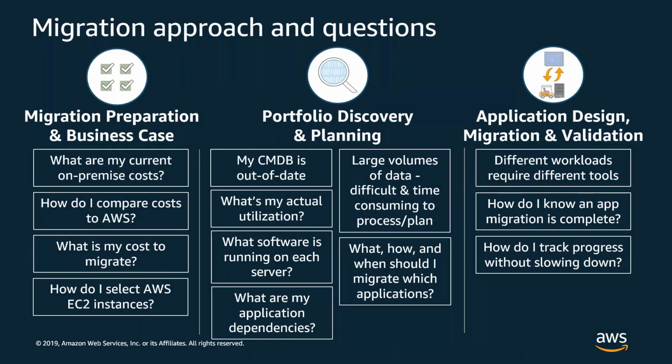So we'll get right into it. The top three circles show you the overall migration approach we recommend for customers. And this is based on helping customers move thousands of servers and applications into AWS and the best practices that we've developed and our partners have developed. On the left, you have migration preparation and business case. This is the very first activity you'll want to do to be successful migrating to AWS. Once you've built your business case, you'll start your portfolio discovery and planning. And you'll do that to answer a lot of questions I'll talk about in a second. And then finally, you'll design each application and then execute the migration and validate it once it's in AWS.